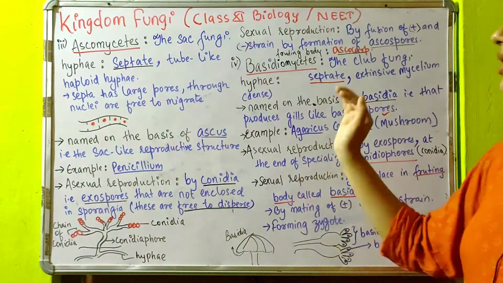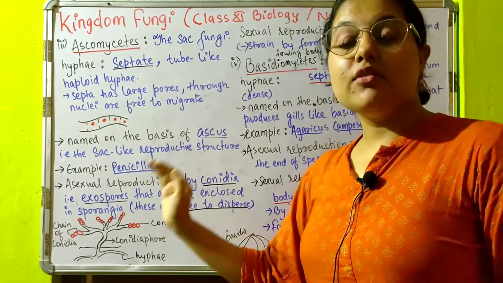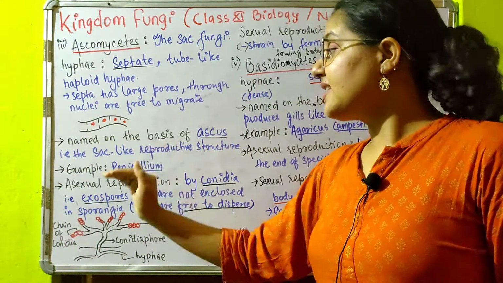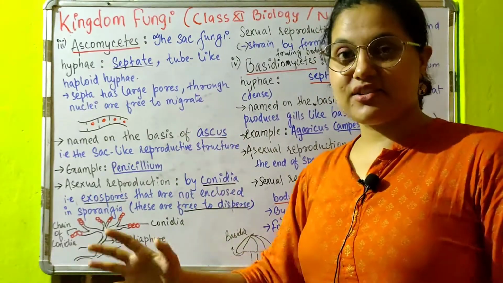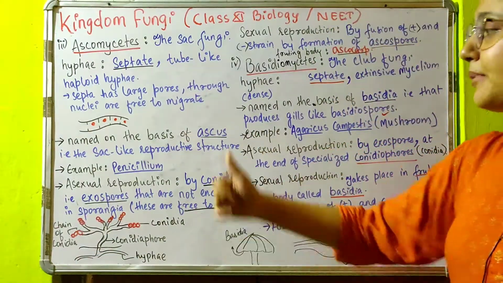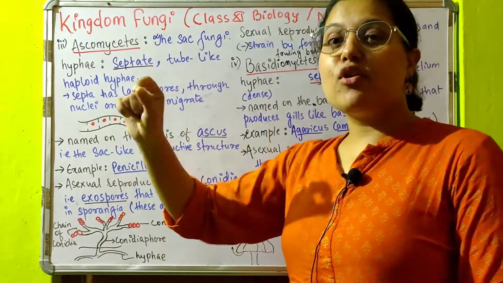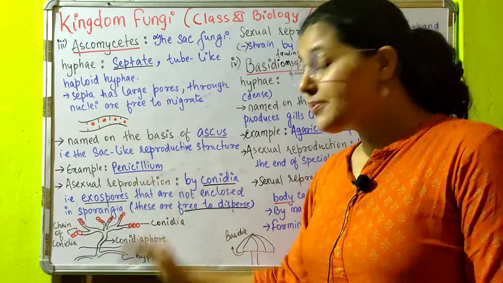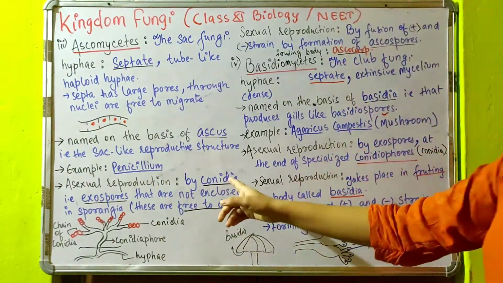The most important thing is that the basis of classification is the formation of ascus, that is a sac-like reproductive structure. The example is the world famous penicillium. The asexual reproduction occurs by the formation of conidia.